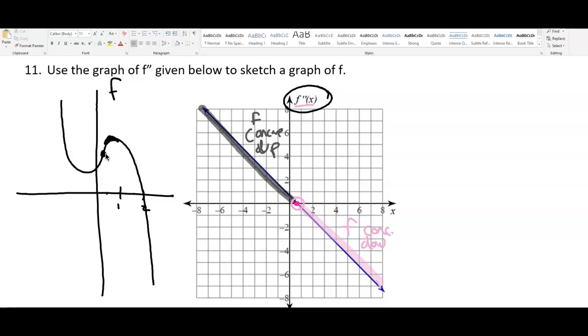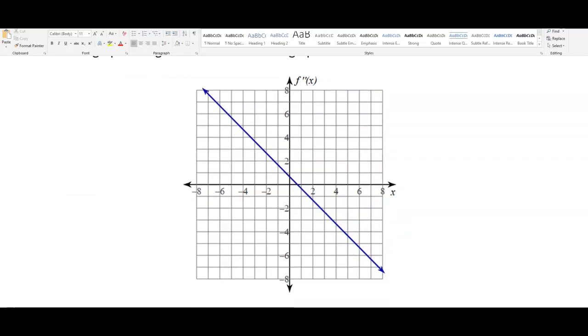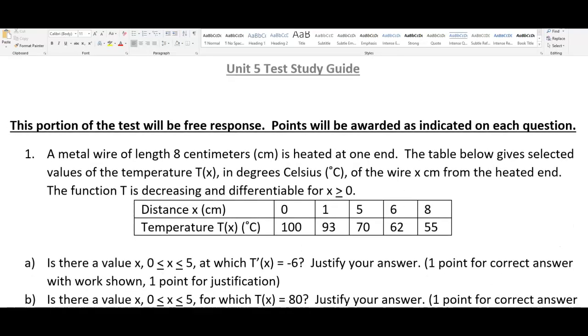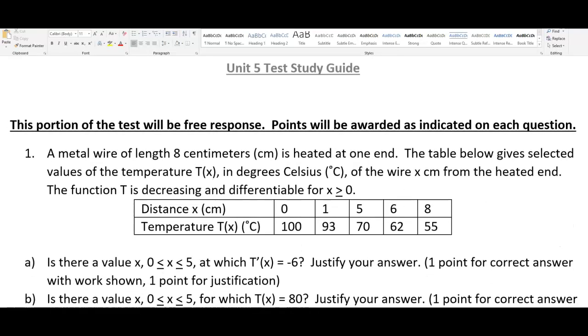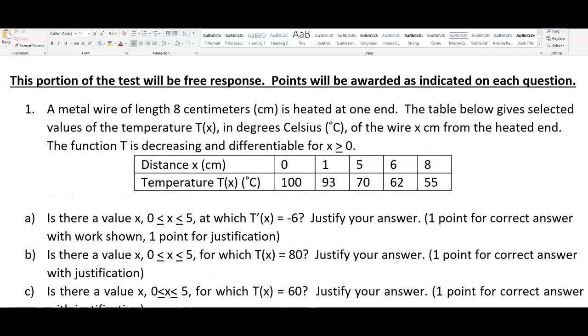On this test, for these questions, it's going to be multiple choice, so that sort of ambiguity can be ruled out. Okay. The rest of this is your free response. I'll make a video for this portion on another day because it's getting kind of late for me, but this portion of your test will be on Friday.